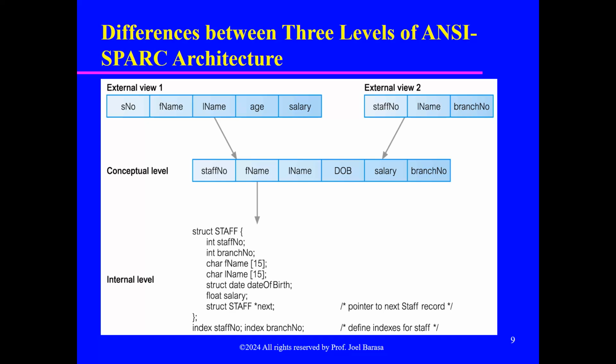So when you are doing normalization, breaking down this table into a simplified form, then you are building a conceptual level. Then when you write the code to define the indexes, point to the next staff records, help people to access these, and so on, building a complete structure and the entire table at the background, then you are doing the internal level operation.